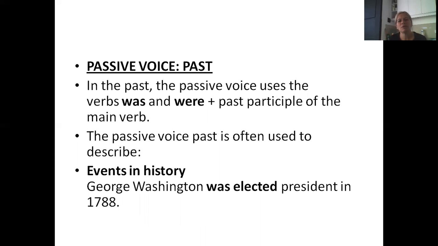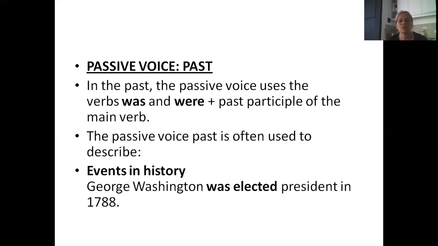And then we have the passive voice in the past. Yes, in the past, the passive uses the verbs was and were. You have to take into account when you have to use was, I was, he was, she was, and were, we were, they were. Yes, and of course the past participle. Remember the third column of the verb.